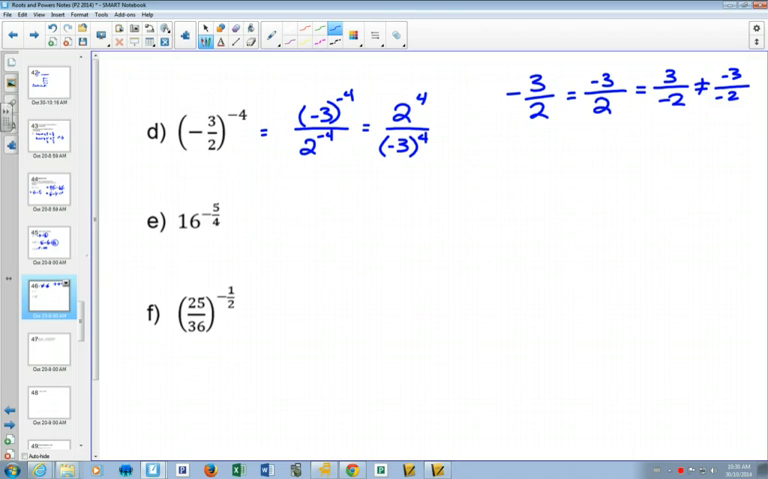And now that we've got positive exponents, can you evaluate? What is 2 times 2 times 2 times 2? Right. And -3 to the 4, -3 times -3 times -3 times -3. Positive 81.